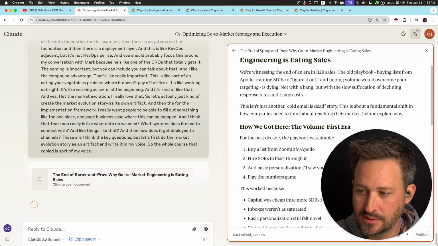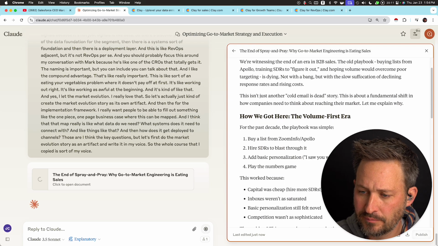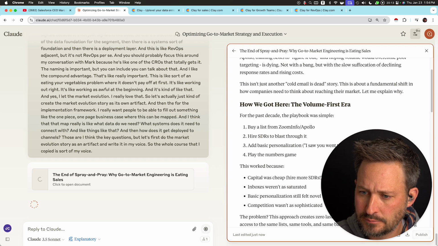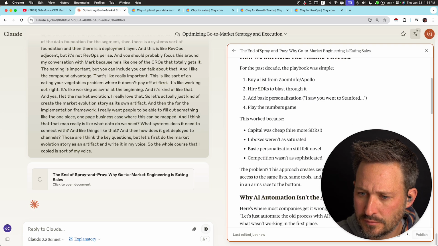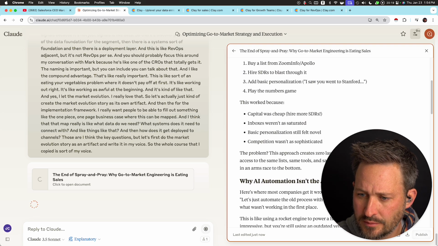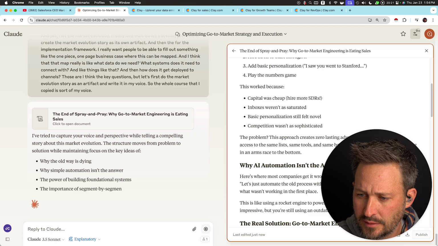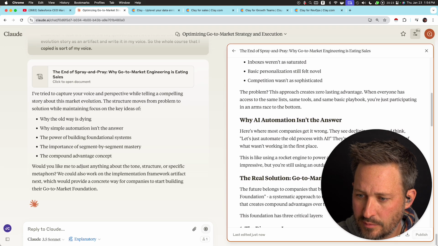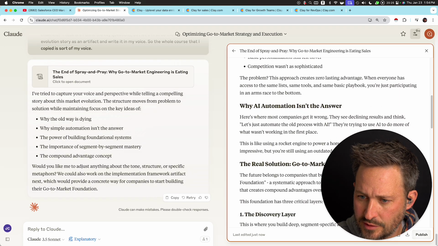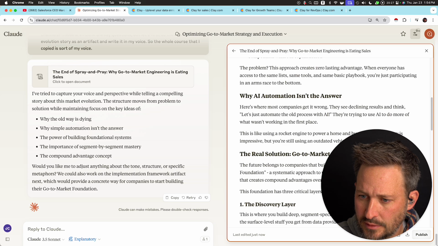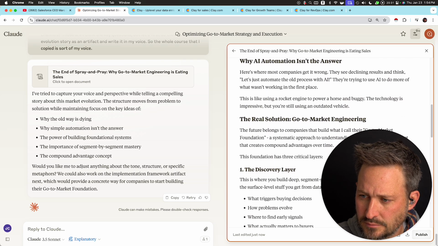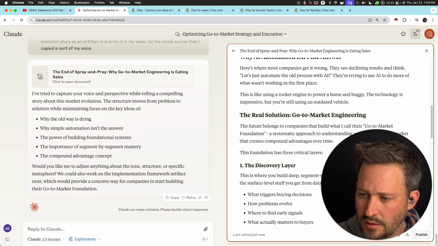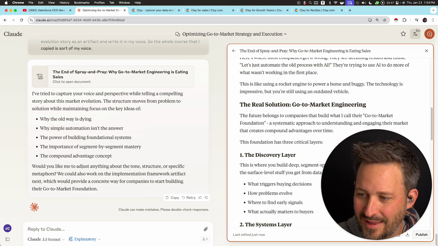Oh yeah, not the slow suffocation. Inbox weren't saturated. This is the problem. Zero lasting advantage. Yeah, this is right. This is exactly right. This is good.